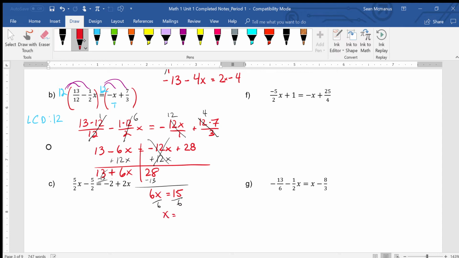X equals 15 divided by 6. And we just practiced reducing fractions not too long ago. If I divide both of these by 3 to reduce my fraction, 3 goes into 15 5 times and 3 goes into 6 twice. So you can see these are pretty long problems.